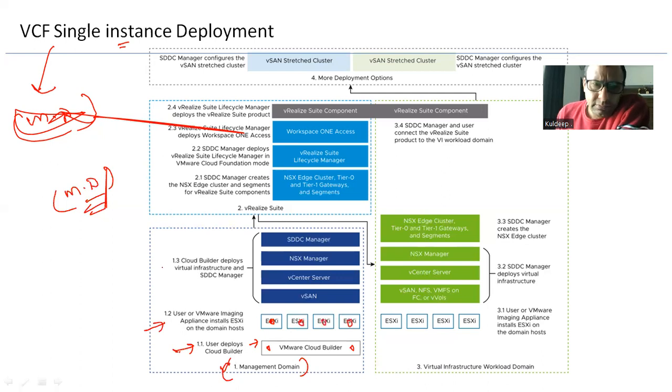Then you push the XLS sheet, the deployment parameter sheet, into the Cloud Builder appliance, and it is going to build the entire SDDC stack, the software defined stack, for you. It will configure vSAN, vCenter Server, NSX Manager, and one SDDC Manager. That's how your management domain will be created.